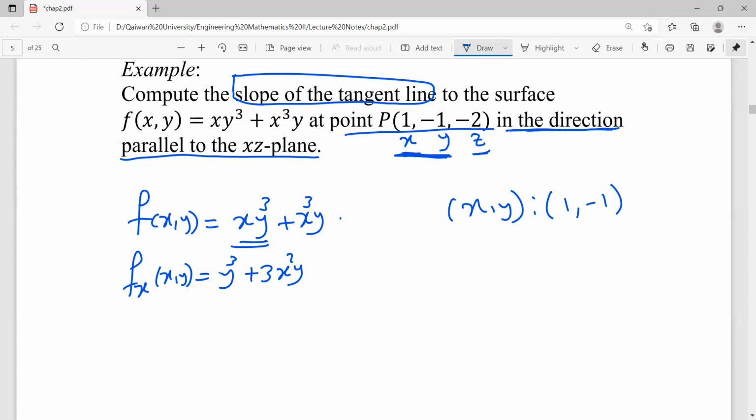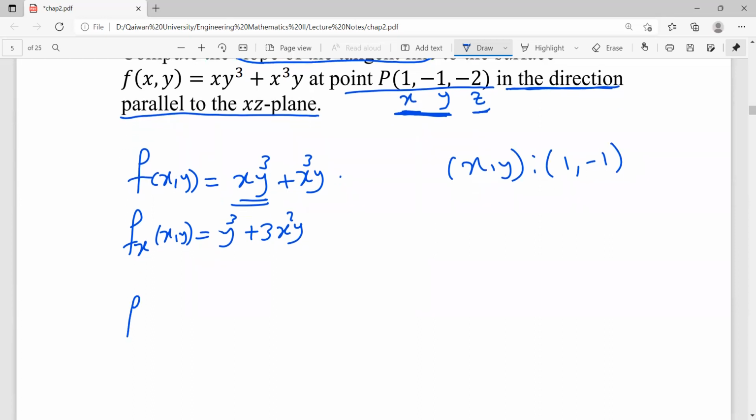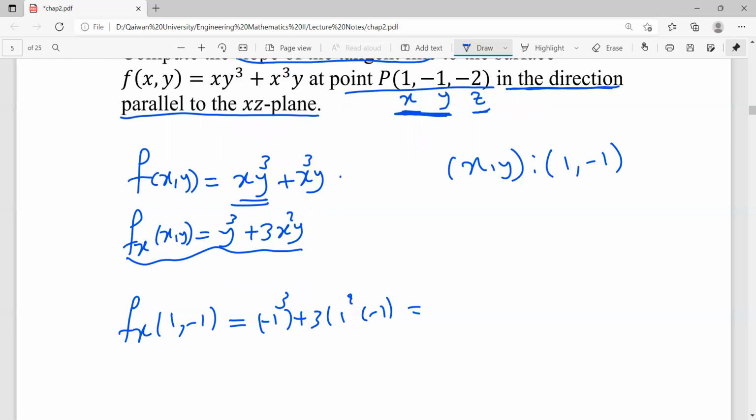That means we replace x by 1 and y by -1. We say f sub x at 1 and -1 equals, here, this is f sub x. We get -1 cubed plus 3 times 1 squared times -1. That equals -1 minus 3 and equals -4. This is the slope of the tangent line.